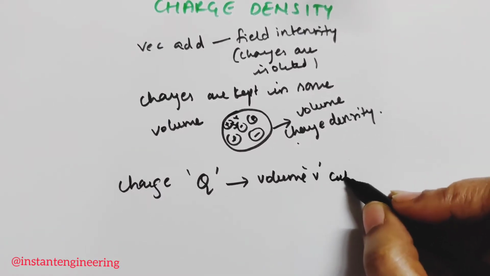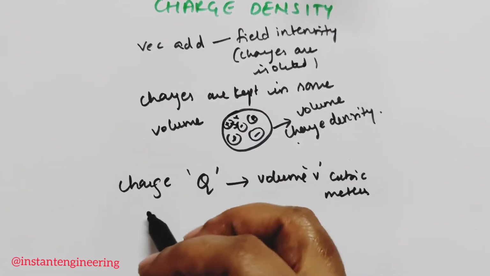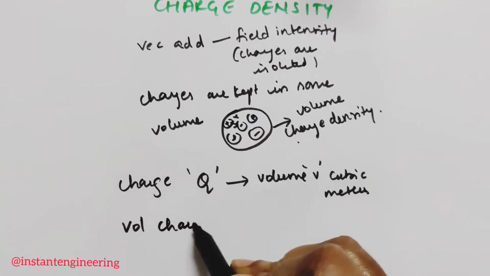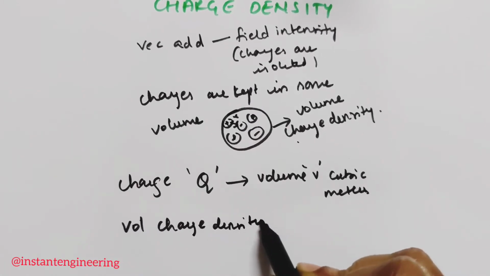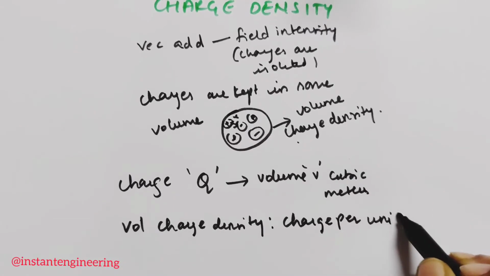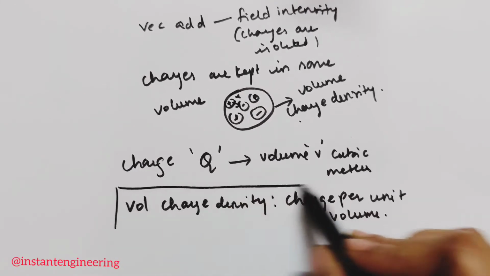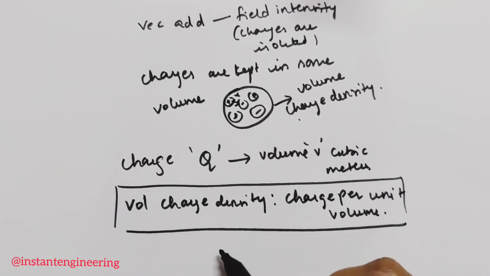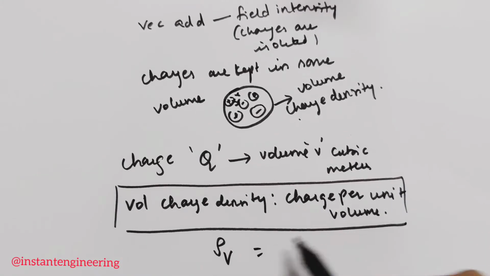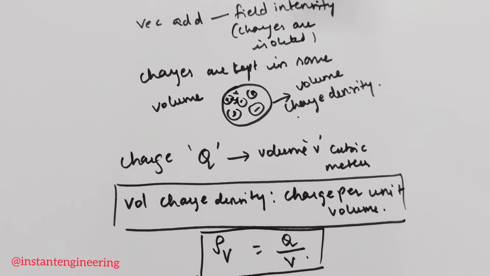Volume is given in cubic meters. So volume charge density is defined as charge per unit volume. This is the definition. This charge density is given by the symbol rho V. Charge, written by the letter Q, per unit volume V. So rho V is equal to Q by V, and charge units are coulomb.